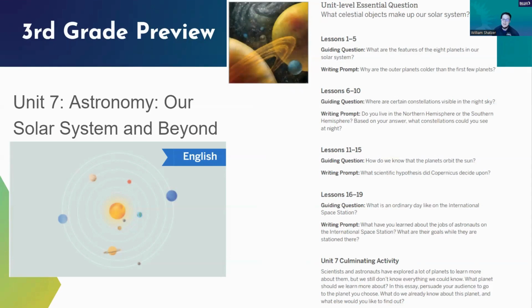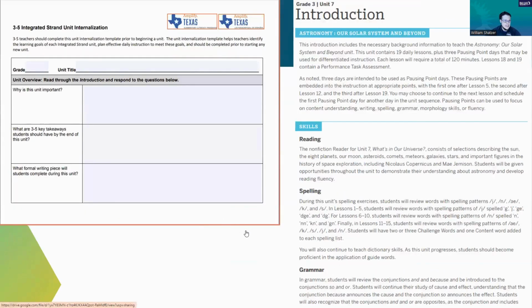And this specific document is located on the Amplify website, and it's going to be in the actual daily instructional materials and not on the unit landing page, if you will, or the grade level landing page. So these two documents, in addition to the unit introduction found in the teacher's guide, are great sources when we're doing our unit internalization.